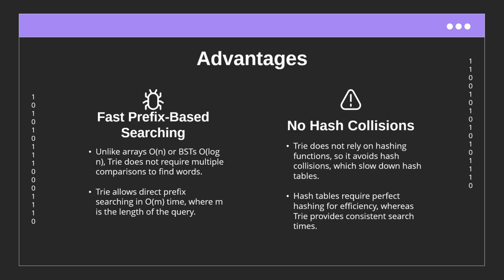The trie data structure has several advantages, one of which is its fast prefix-based searching. For example, if you are searching for the word cat, C-A-T, a trie only requires traversing 3 nodes, from C to A to T. Compare that to binary search trees, which may take multiple comparisons depending on tree depth. Another of its advantages is that it has no hash collisions, as it does not rely on hashing functions.